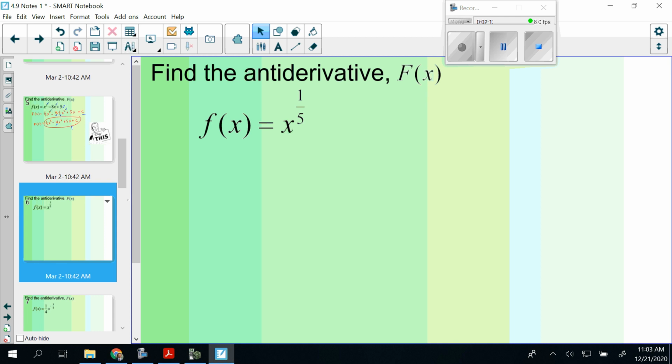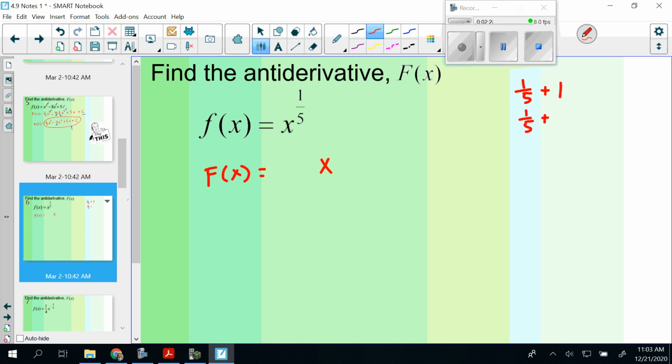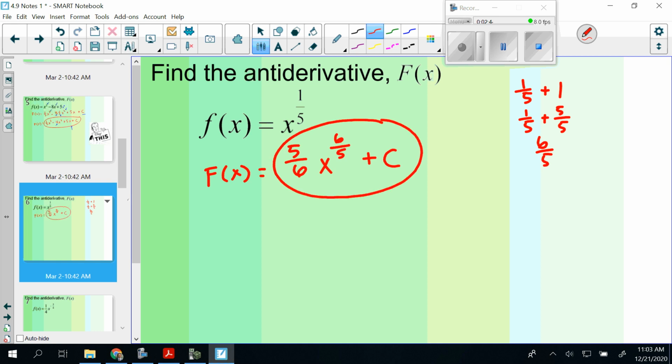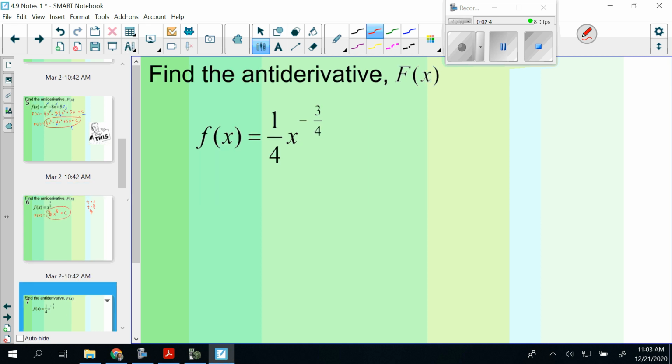All right, what if the power is a fraction? Well, same idea. We want to add 1 to that. So you're going to have to be able to add with fractions here. So what do we get if we take 1/5 plus 1? Well, remember, when you're adding with fractions, you want to make that into a common denominator. So that'd be the same as 5/5. So if you add it together, you get 6/5. So this would be 6/5. What's the reciprocal of 6/5? 5/6. And then again, make sure you get your plus a constant on there. There's the antiderivative.